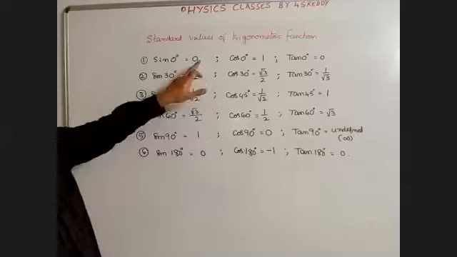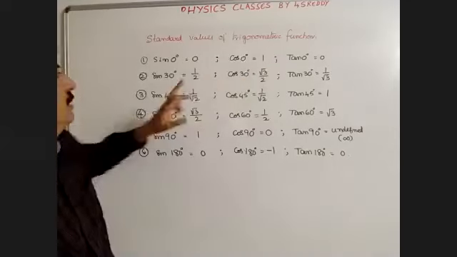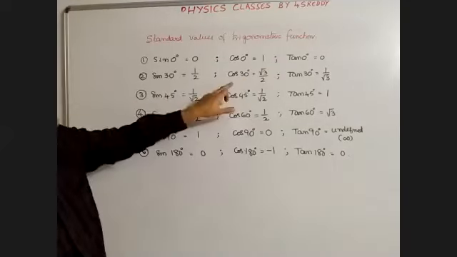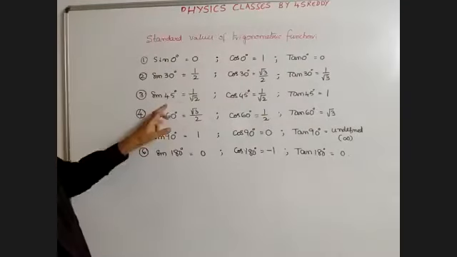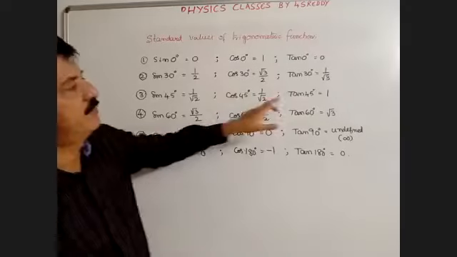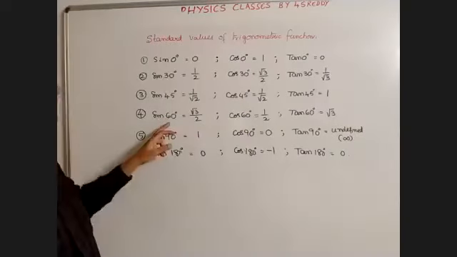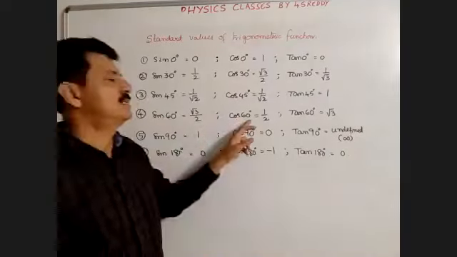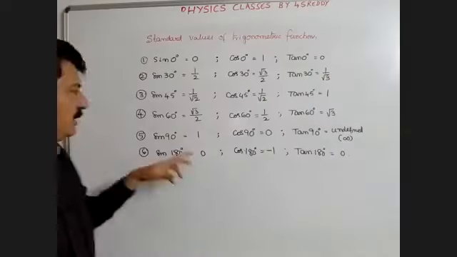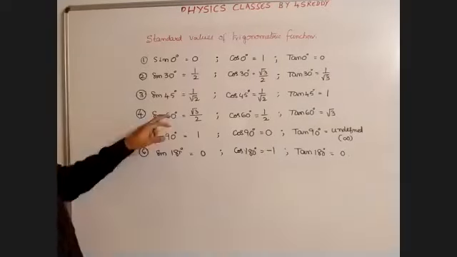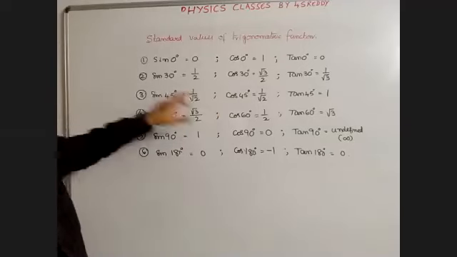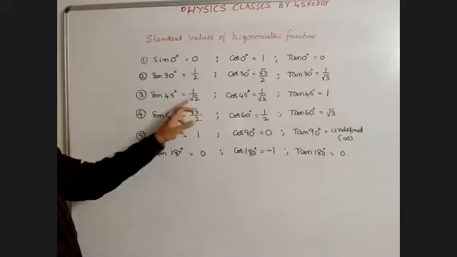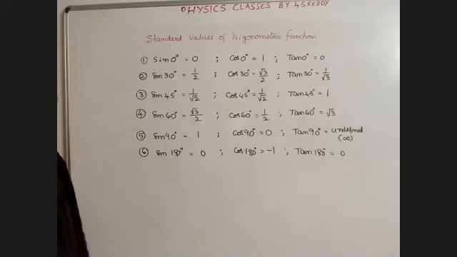So sin 0 is 0, cos 0 is 1, tan 0 is 0. Sin 30 is 1/2, cos 30 is √3/2, tan 30 is 1/√3. Sin 45 is 1/√2, cos 45 is 1/√2, tan 45 is 1. Sin 60 is √3/2, cos 60 is 1/2, tan 60 is √3. That means sin 60 is equivalent to cos 30. Sin 30 is equivalent to cos 60. Sin 45 is equal to cos 45.